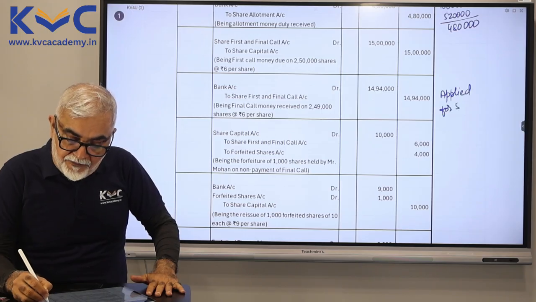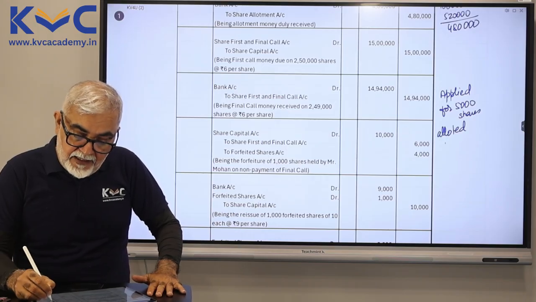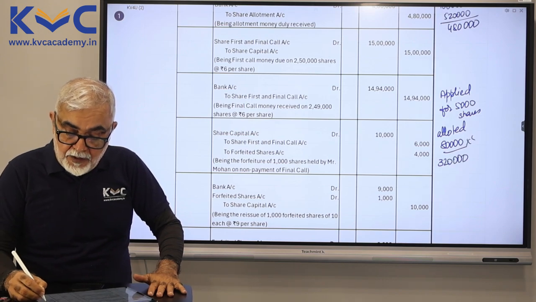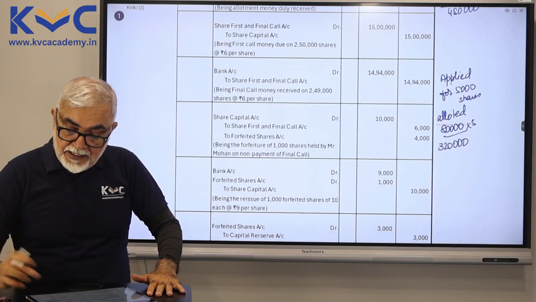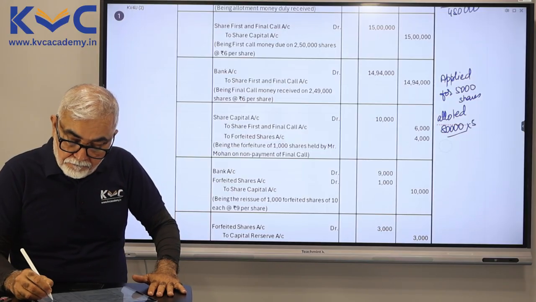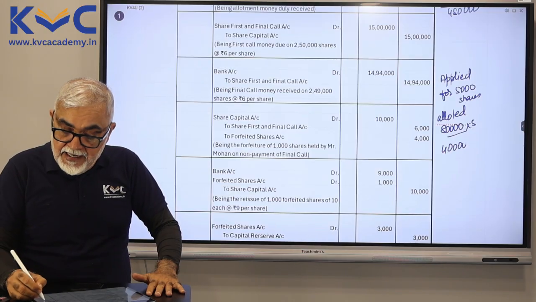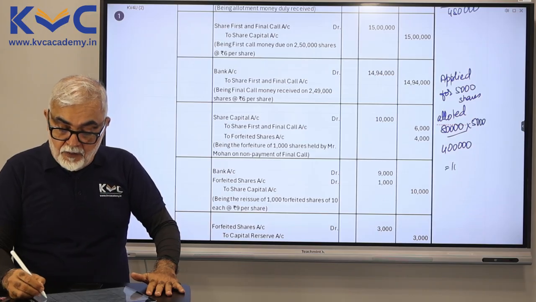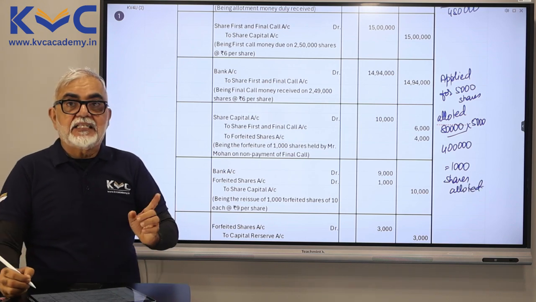Applied for 5,000 shares. Allotted 80,000 for 4 lakh. Sorry, not 3,20,000, 4 lakh. 80,000, 4 lakh. See, 4 lakh. You have given 1/5. Therefore, 1,000 shares were allotted. That's the only catch in the question.